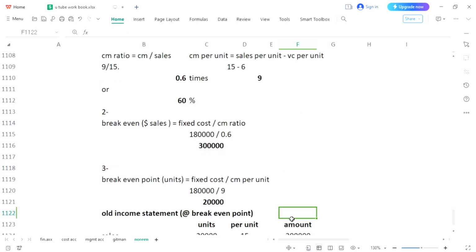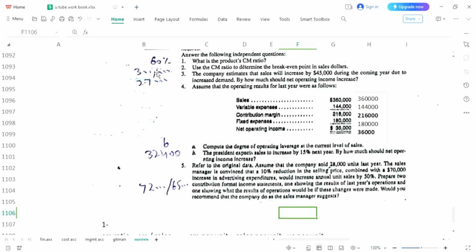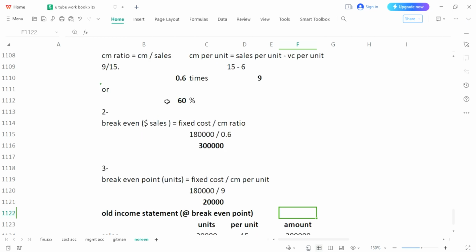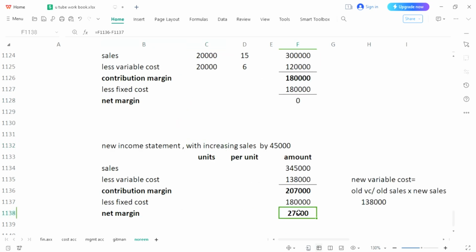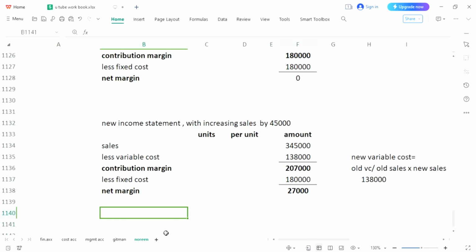Let's see in the question what your answer is. Here you can see for third point we have 27,000. 60% 3 lakh and 27,000. We have sorted it out. So 3 points have been clarified. We are now going to see the fourth point. Come up.